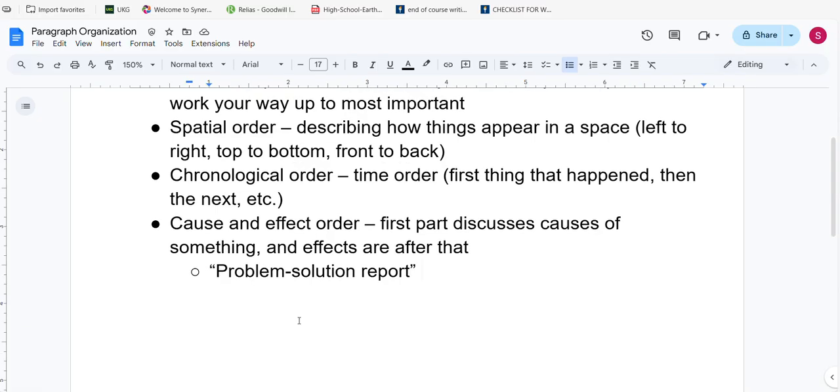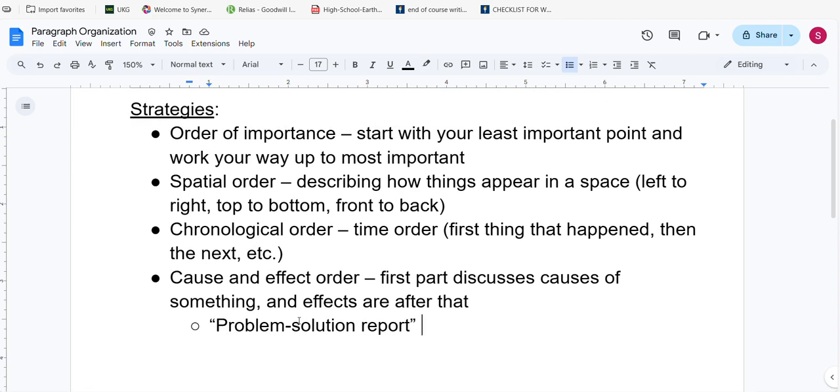The cause of going to Lowe's and getting that stuff is that the faucet was leaky, and then the effect is you go to Lowe's and get all that stuff. Now, what is the order that we're using in the essay we're writing? I don't want to say you absolutely have to, because it's going to depend on what you're talking about, but I highly recommend order of importance.